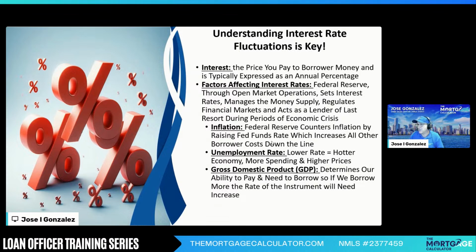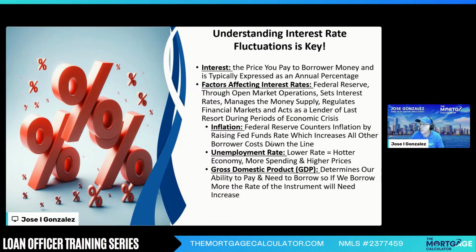The Fed also monitors the unemployment rate. The lower the unemployment rate, it's deemed a hotter economy, which means there's going to be more spending and higher prices. So then the Fed is going to take monetary policy action to slow down that economic activity. And how they do that, in the same way that they control inflationary pressures, is by raising the Fed funds rate again. And the gross domestic product, that's the output of our country.